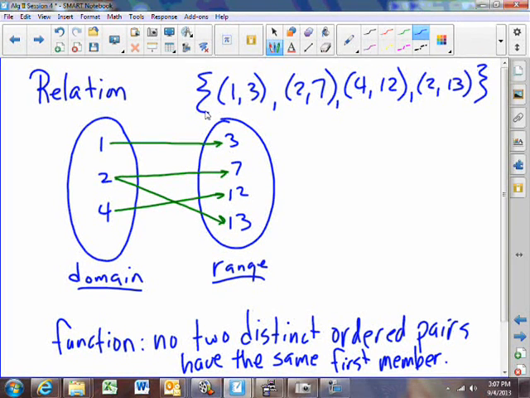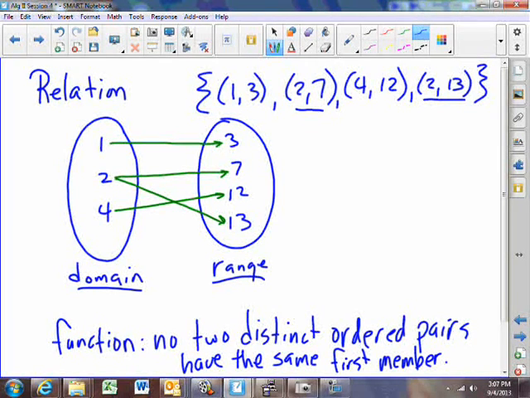Now, if you'll look at our example here, we do have two ordered pairs that have the same first member. (2, 7) and (2, 13) are not the same ordered pairs, but they both have the same first member. They both have 2. That would make this relation not a function.